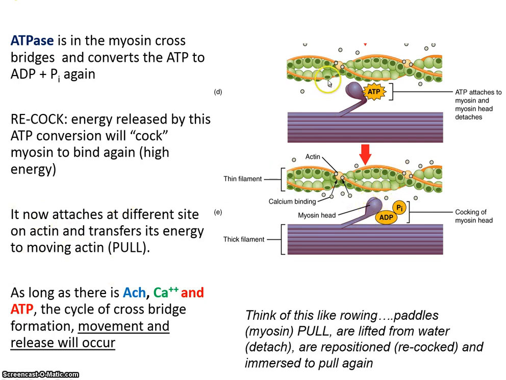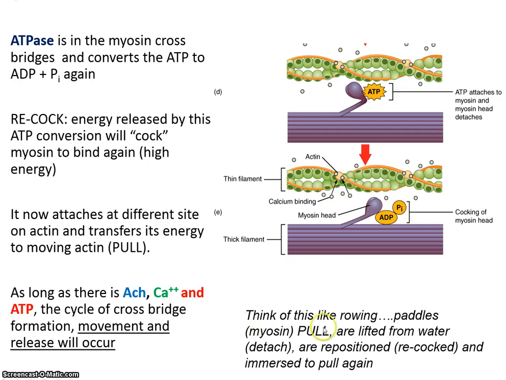So it was attached here, it pulled here. Now we're going to attach down here and pull some more, moving it this way. So now we're ready to attach again. And I say as long as there's acetylcholine, calcium to bind to troponin, and ATP around, this cycle of bind, pull, detach, reform, bind will happen over and over again. But again, only to the limit of the Z lines.